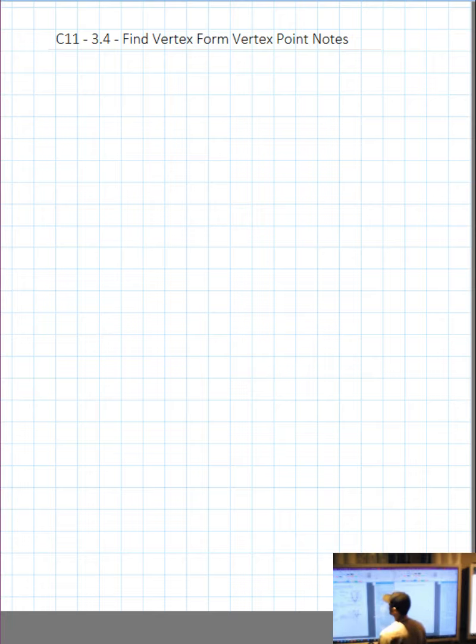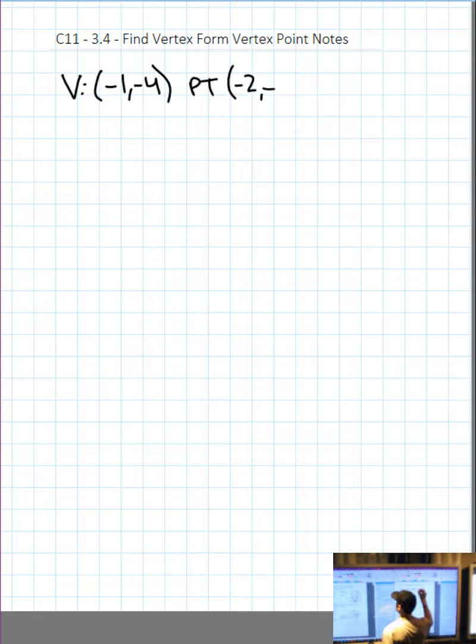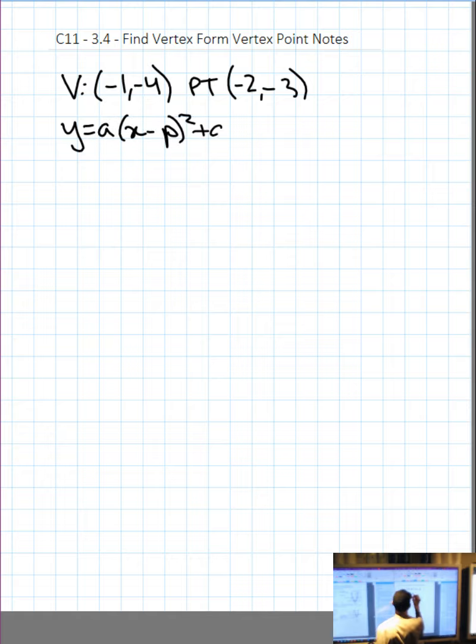Okay, so let's find the equation from a vertex, V: (-1, -4), and a point, let's call it PT: (-2, -3). We're going to start by carefully writing down vertex form that we just learned. Y equals A(X minus P) squared plus Q.